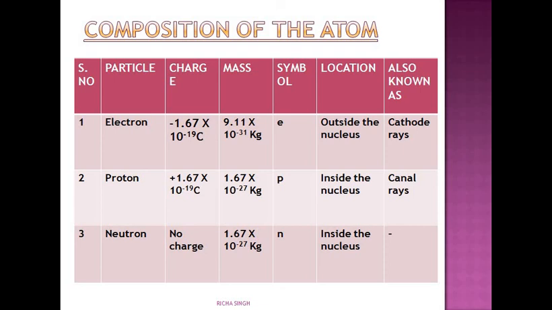If we see their location, the electron is located outside the nucleus, that is in the shells or orbits. Protons and neutrons are present in the nucleus. Electrons are also known as cathode rays, whereas protons are also known as canal rays. So please learn these points by heart and try to make your notes related to each subatomic particle. The rest we will discuss in the next video.